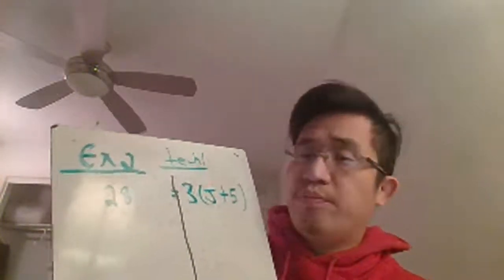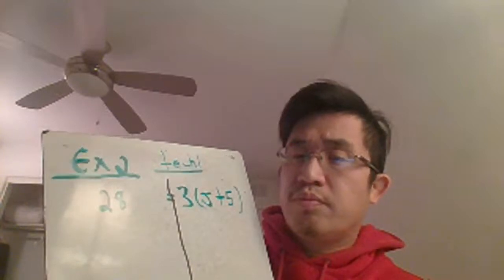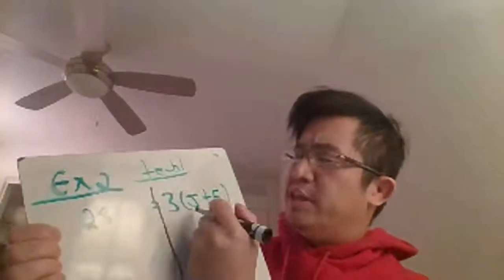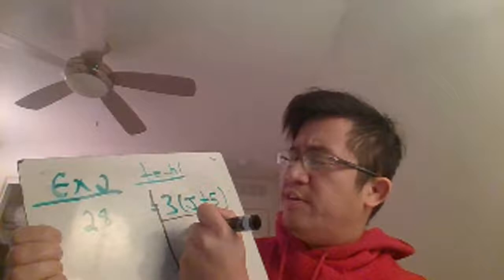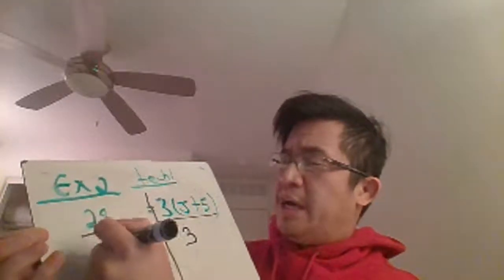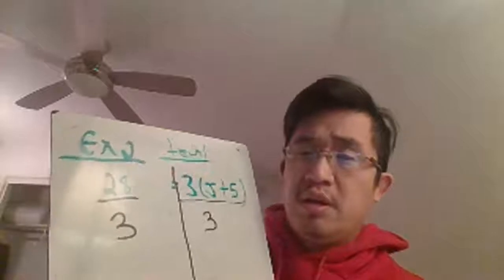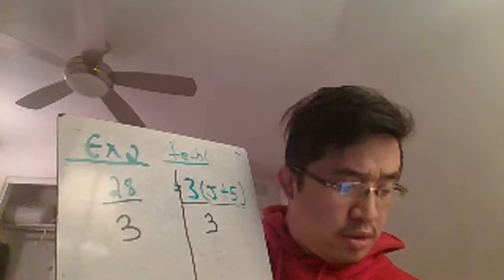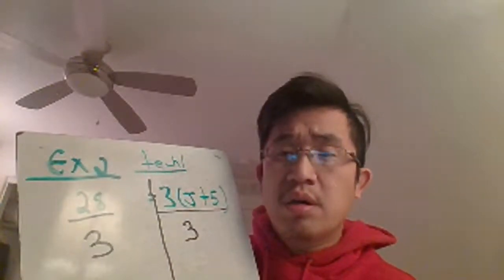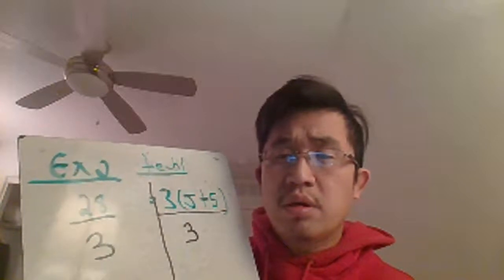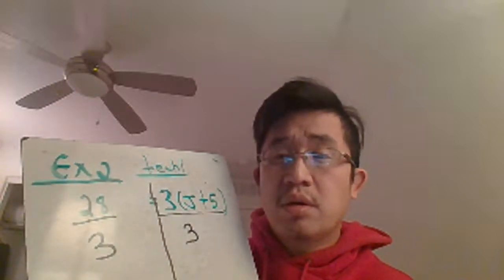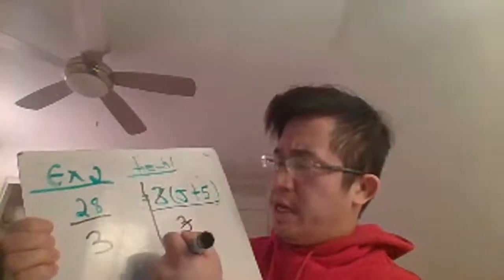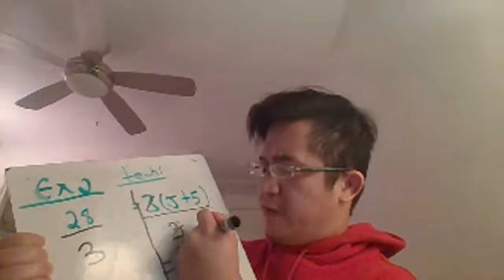So here's what we'll do. This is 3 times j plus 5. I'll divide this by 3, and I'll divide this by 3. What happens now is the 3's go away. I'm left with j plus 5.